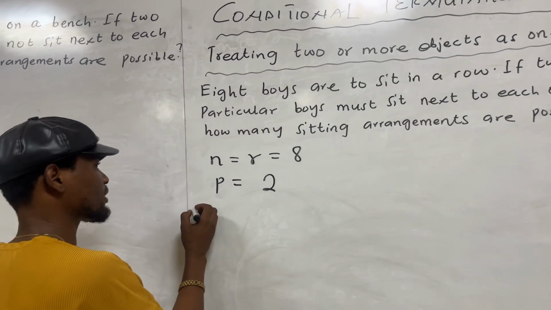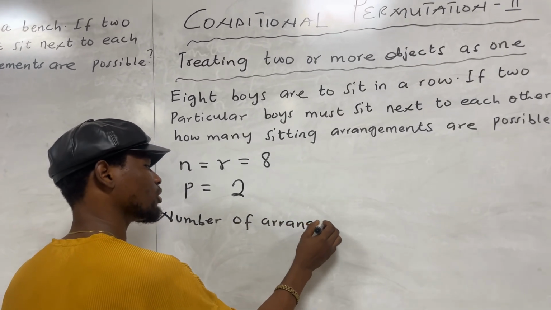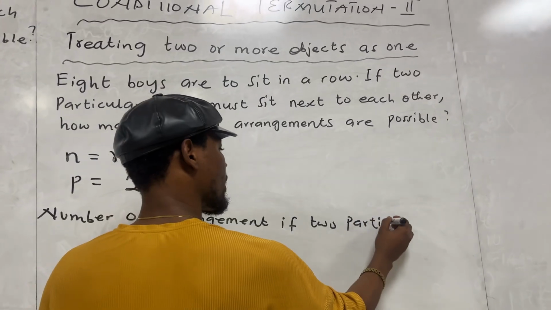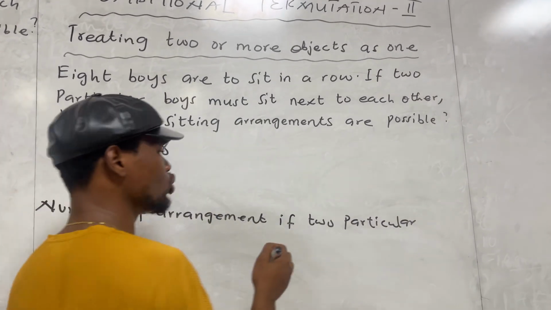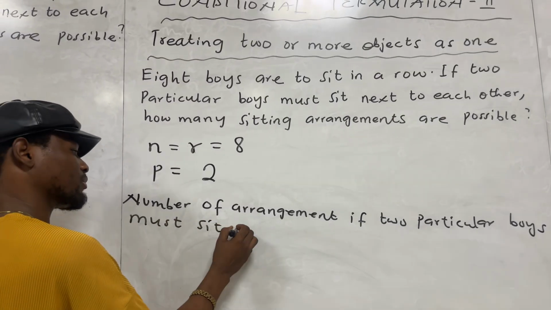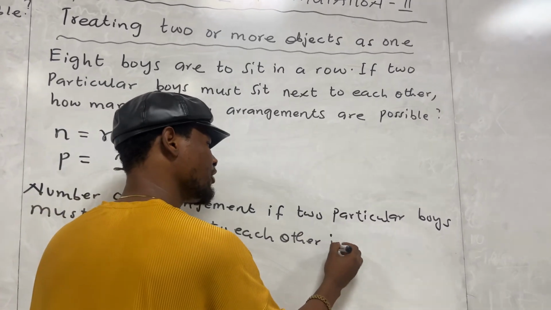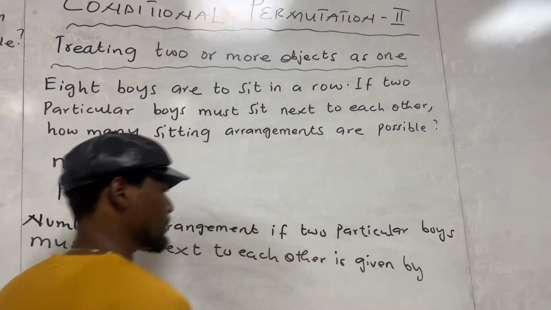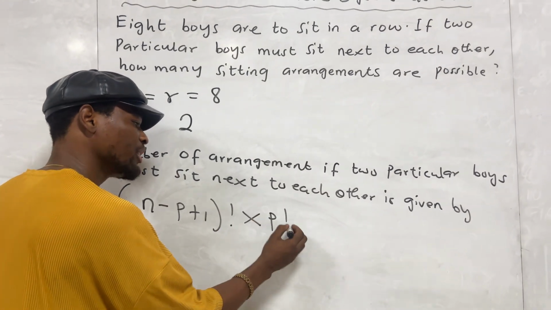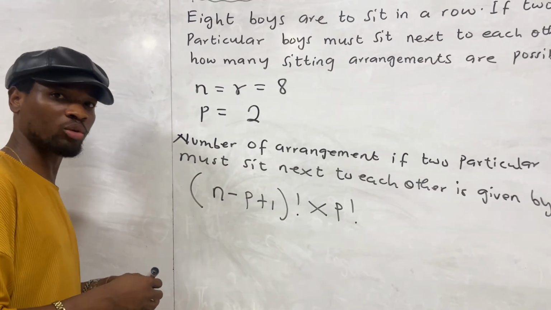This is very trivial. So the number of arrangements if two particular boys must sit next to each other, viewers, please don't feel lazy to write this, is given by (n minus p plus 1) factorial times p factorial, or r, because n equals r: (r minus p plus 1) factorial times p factorial.